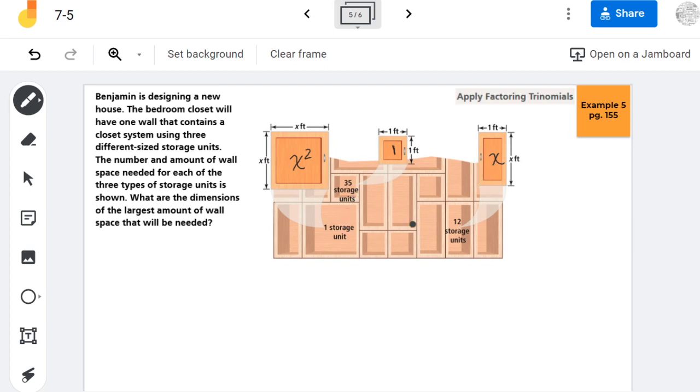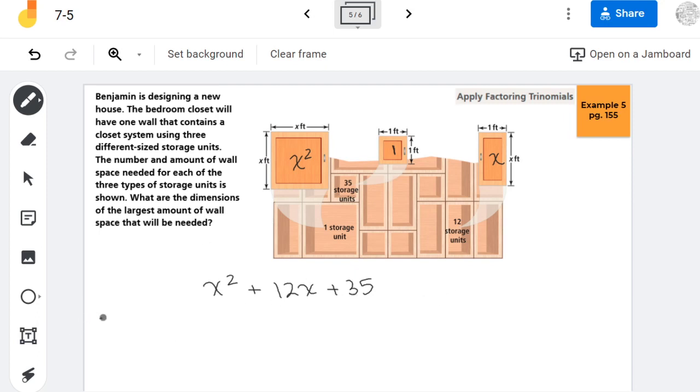And so now it tells us how many of each there are. So there's 1 of the x squared units plus 12 of the x units plus 35 of the 1 units. And so when we have this, what I'm going to do to find the dimension for the wall is go ahead and factor this.